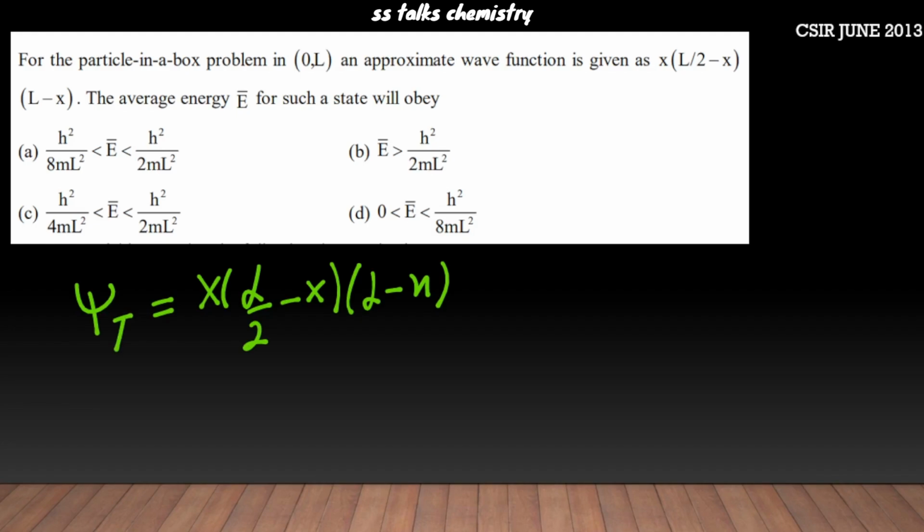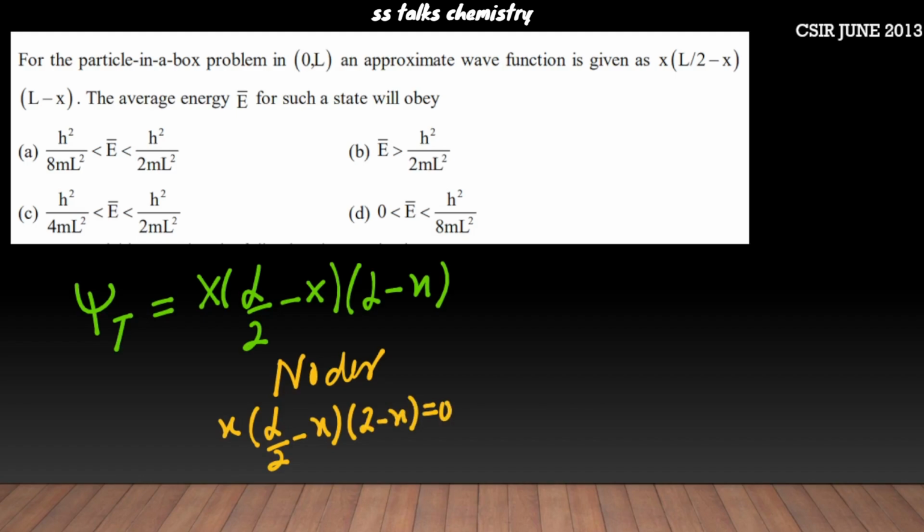Now the average value of the energy for such a state is going to be... Okay, so firstly let us see which state this wave function corresponds to. Based upon that, we will find the energy values. So firstly, find the nodes in it. For that, equate this wave function equal to 0. So x(L/2 − x)(L − x) is equal to 0.